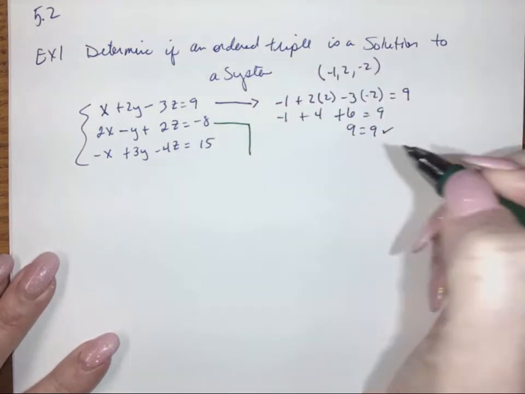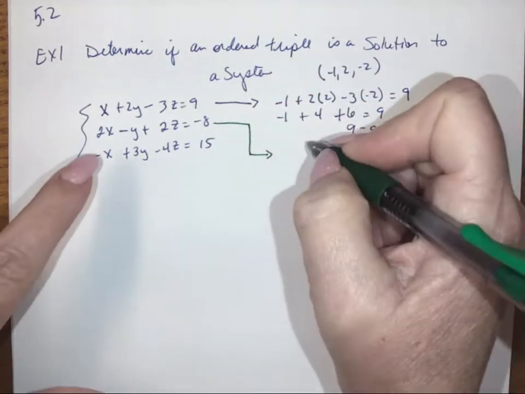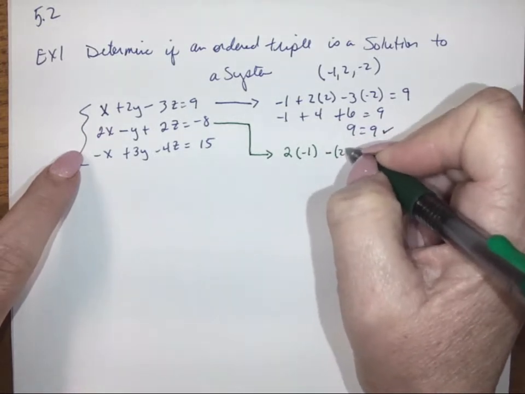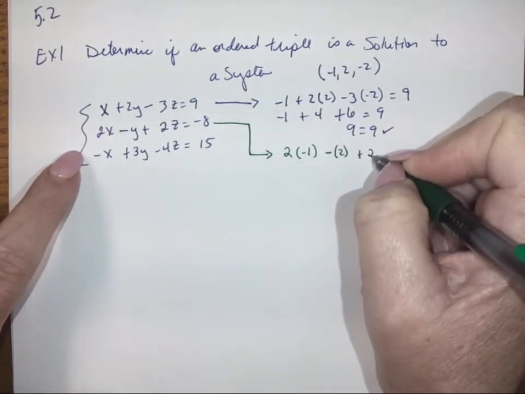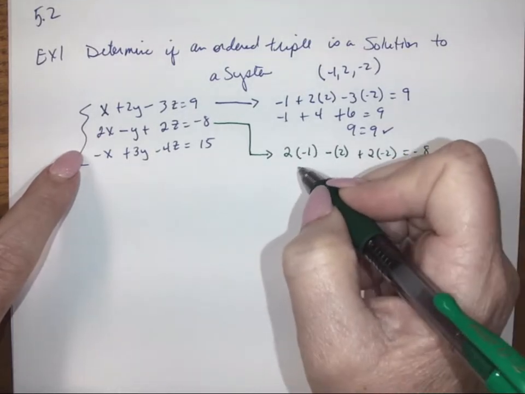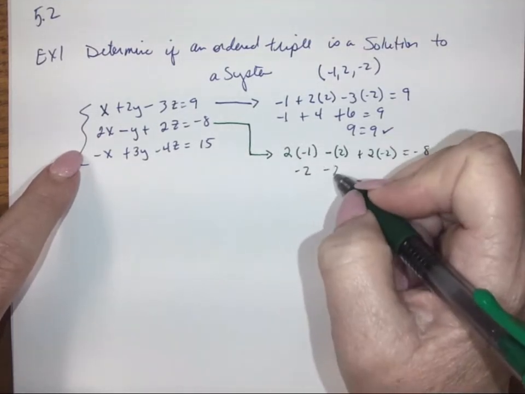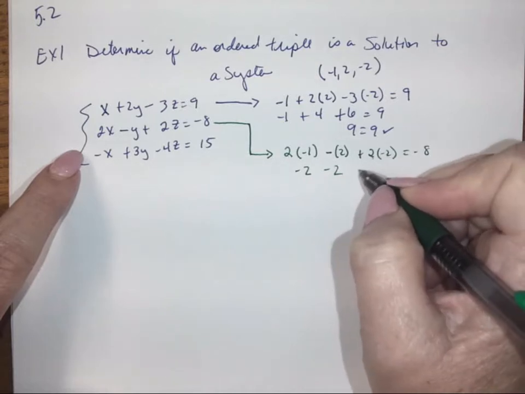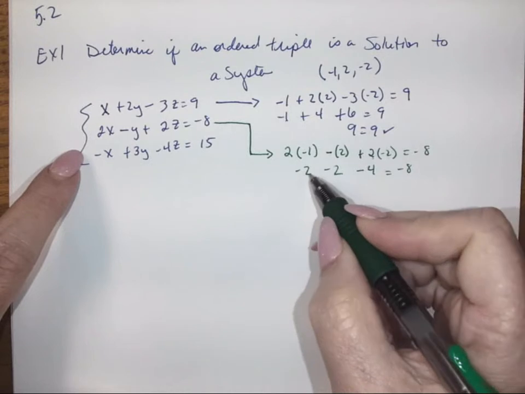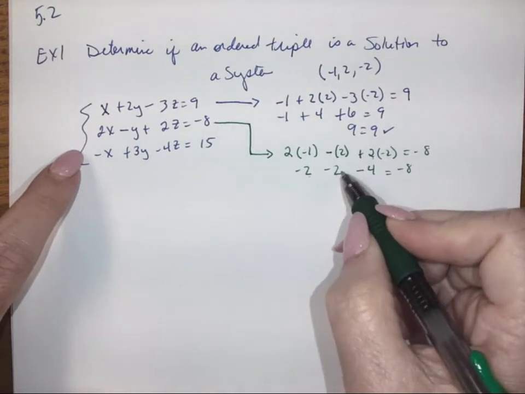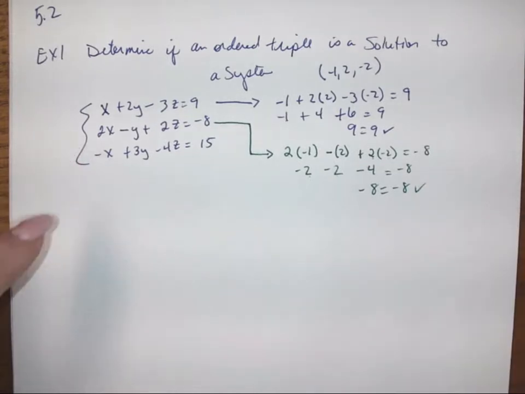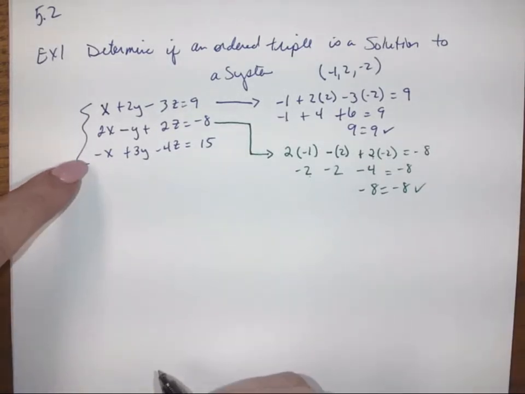So we'll bring this one down here, and we'll have 2 times negative 1 minus 2 plus 2 times negative 2 equal to negative 8. 2 times negative 1 is negative 2, minus 2. 2 times negative 2 is negative 4, equal to negative 8. Negative 2 minus 2 is negative 4, minus 4 is negative 8. So that one works. And then we'll do this one right here.